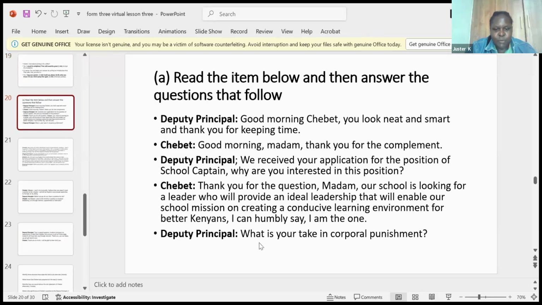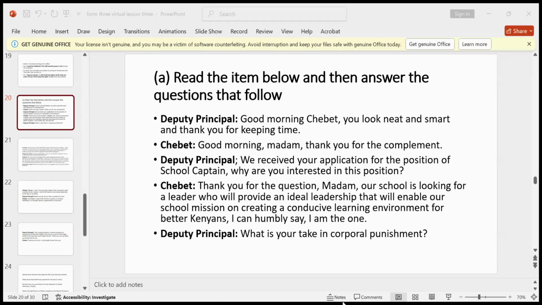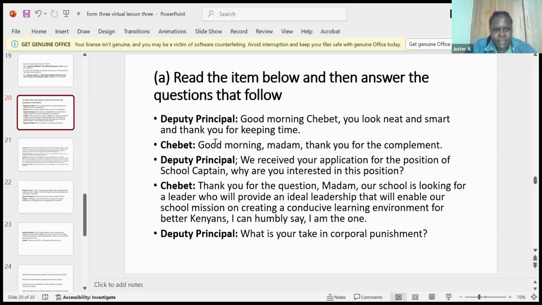Okay, I want some 2 people to read for us here. We have the deputy, and then we have Chebet. There's Victor, who else? And Hugo. Victor and Hugo, you read for us. Good morning. Okay, you can. So Hugo is reading deputy, and then Victor, Chebet.